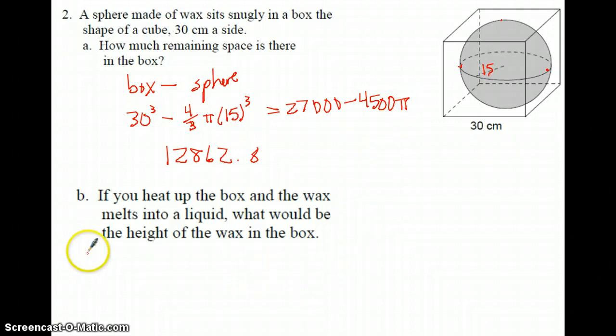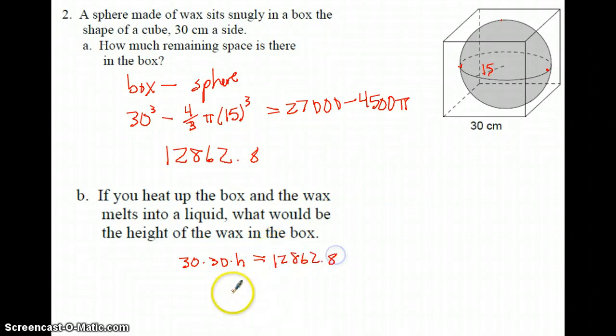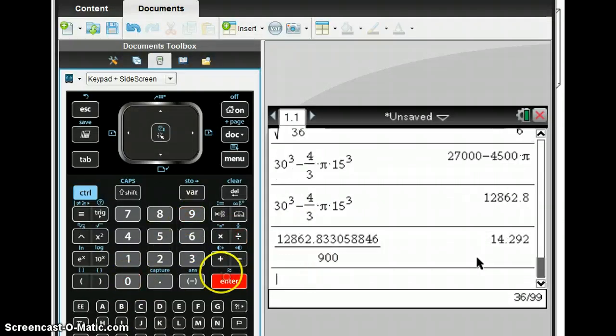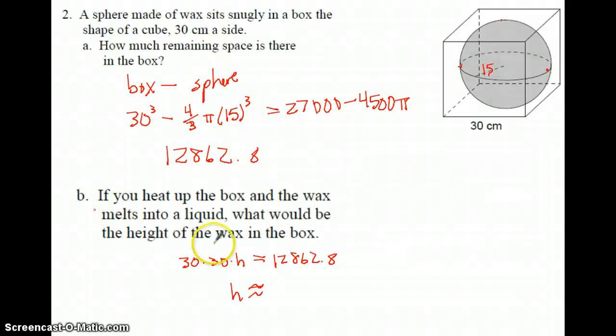Alright, if you heat the box and melt the stuff, how deep is it going to be? Well, it would be a rectangular prism that would be 30 by 30. And we don't know how high it would be, but we know that volume would equal this. It would equal 12,862.8. So I just divide that by 900, and I will get this. So take that number, divide it by 30 squared, and you get this height. It's a little less than half the height of the box, which is actually true. 14.3, I'll say 29. Oh yeah, and I should be better about that. Okay, great.